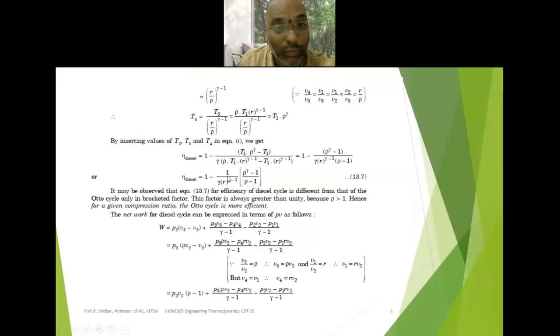It is exactly similar to the Otto cycle efficiency multiplied with rho to the power of gamma minus 1 by gamma into rho minus 1, where rho is nothing but the cutoff ratio, gamma is the adiabatic index, and r is the compression ratio. That is very important. Here also the compression ratio is very important.